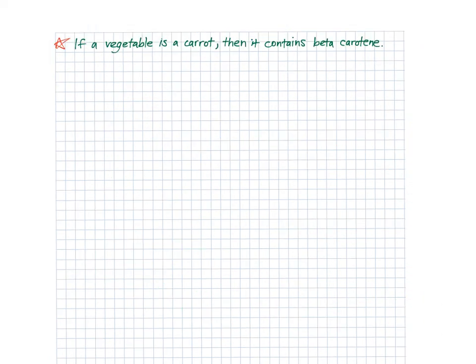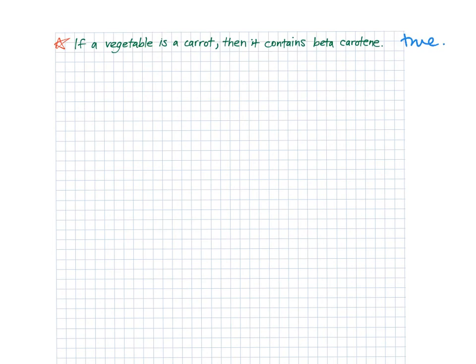Okay, so one last one for you to try on your own. If a vegetable is a carrot, then it contains beta-carotene. And you probably need to know that carrots do have beta-carotene to decide if this is true or not. So let me start by telling you that this is true. And also, you probably need to know that other things have beta-carotene, not just carrots. So with those two notes, please try this on your own.